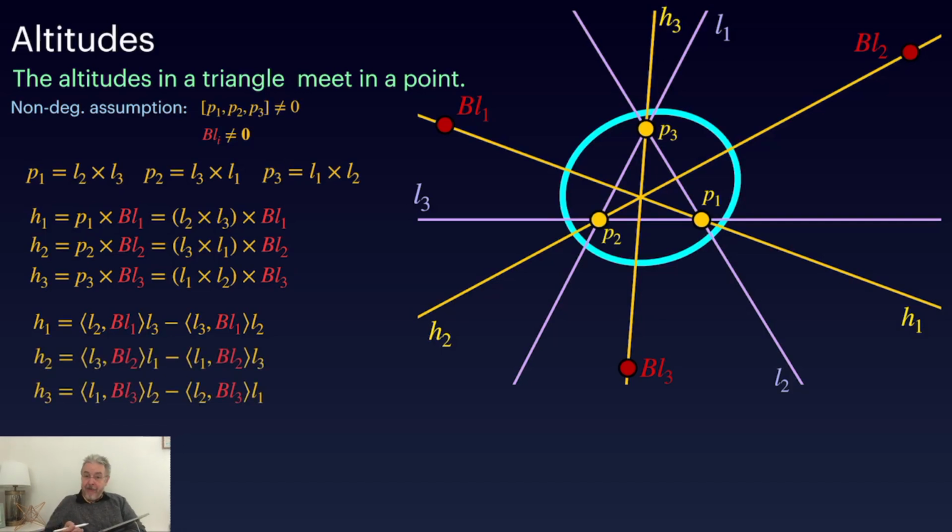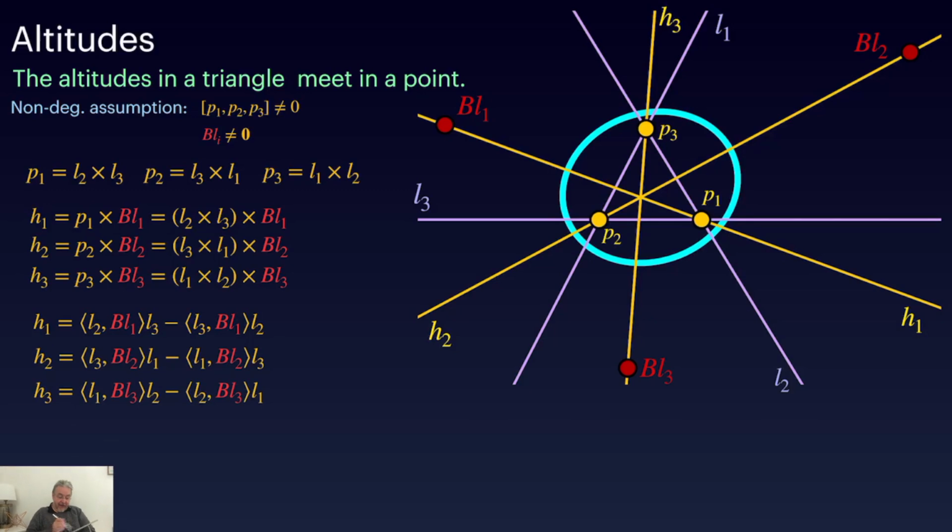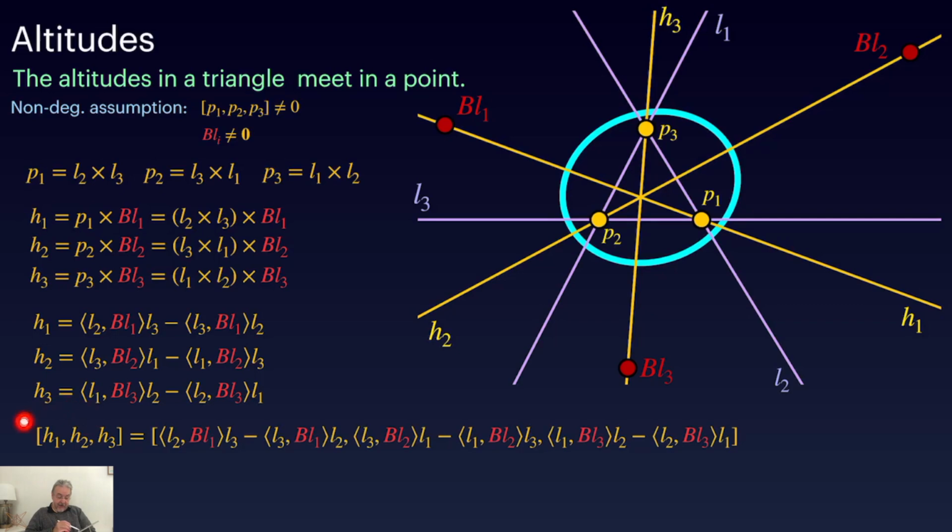Now, what do you have to check? You have to check that these three altitudes here meet in a point, which means checking if the determinant of these three altitudes really turns out to be 0. Okay, now it gets lengthy. So take the determinant of these three altitudes and plug in the expressions that you get here. And you see, you get a really, really long formula.